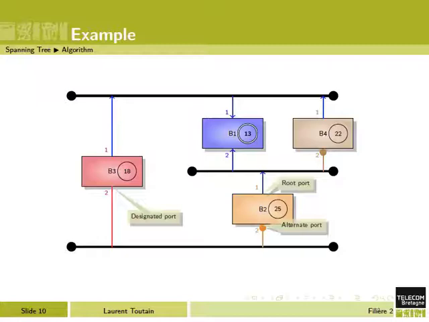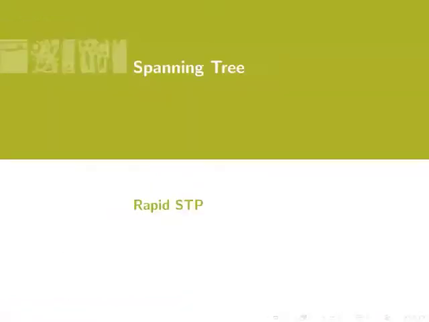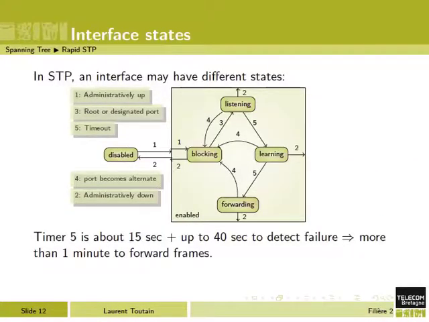Okay? The problem is that when I'm sending an FTP file, a file transfer between two computers on these two networks, if I'm losing the connectivity for 1 minute, it's not a problem. I will wait 1 minute more before starting again or continuing the file transfer. But if I am doing voice over IP, and I know that you are now voice over IP experts, you will have trouble because you will lose the connectivity for 1 minute. And it will not work for voice. So it means that we have to speed up this recovery phase. So that's what rapid spanning tree is doing.